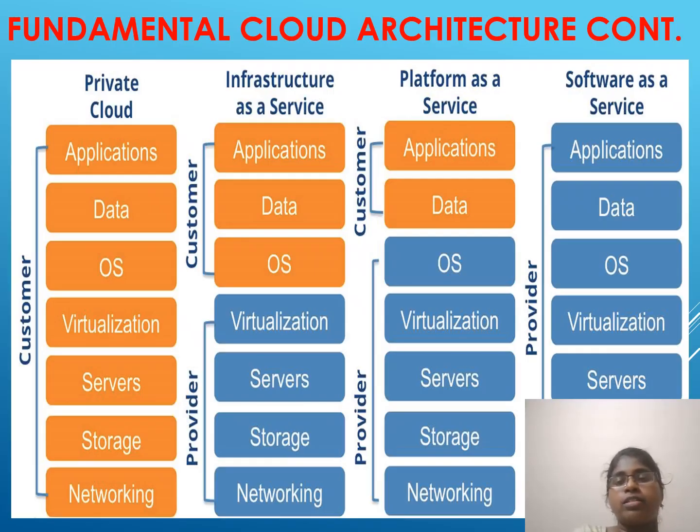Next, the platform as a service. Customers have application and data only. And the provider can provide the OS, virtualization, server, storage, and networking. Software as a service: the provider gives all the software requirements to the clients, like application, data, OS, virtualization, server, networking. Everything is provided as software as a service in the cloud computing storage process. It is the fundamental cloud architecture, a simple diagram for all three services.